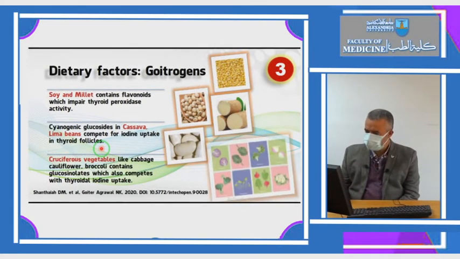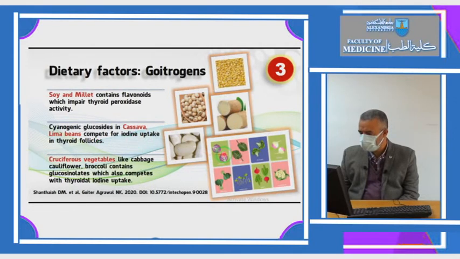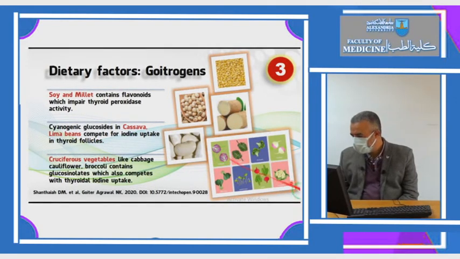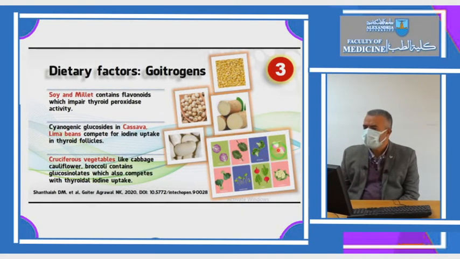So cruciferous vegetables include cabbage, cauliflower, broccoli, radish, whether this is white radish or red radish, arugula and turnip as well. They are considered to be cruciferous vegetables. They contain glucosinolates, which also compete with thyroidal iodine uptake.